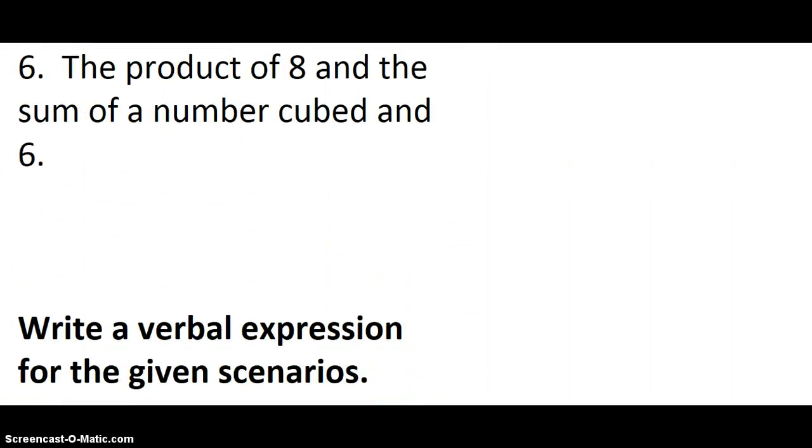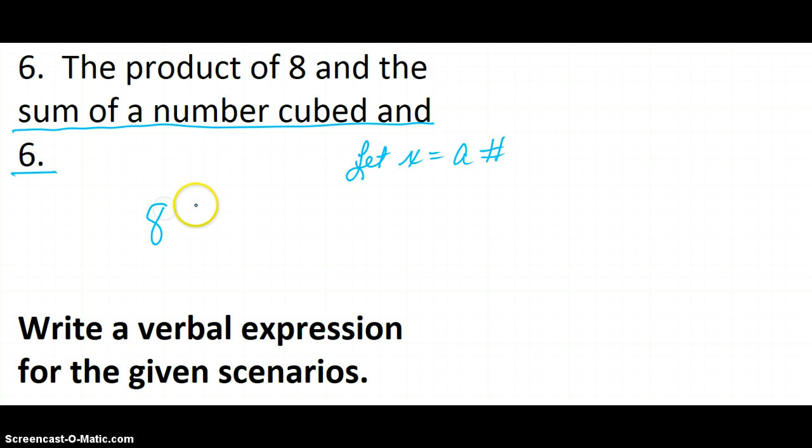The next one. The product of 8 and the sum of a number cubed and 6. The product of 8 and the sum. That should give you a big hint that these things belong together. The product of 8, so let's let x equal our number. The product of 8 and the sum of a number cubed and 6. Those parentheses are very, very important to say I'm doing it to both of these parts, that this is one thing.